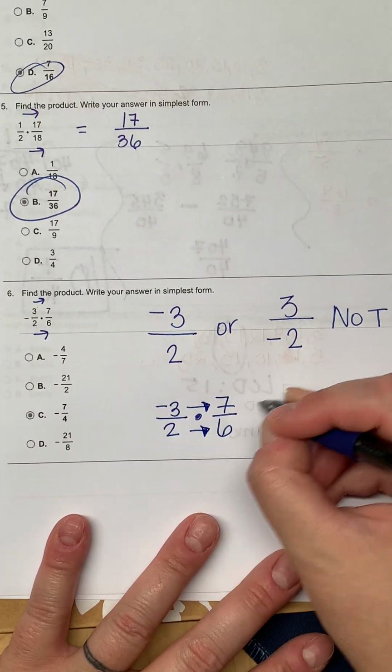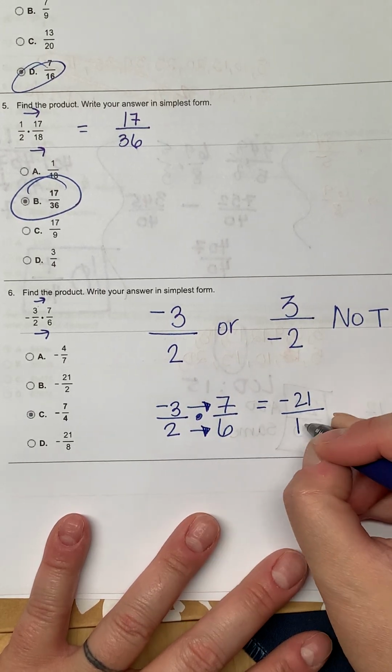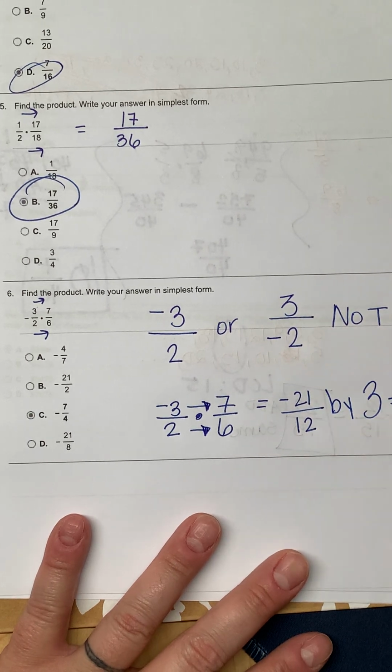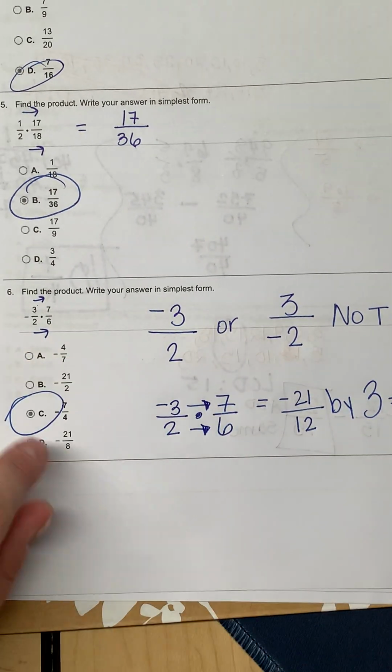Negative 3 times 7, negative 21. On the bottom, 2 times 6, 12. Okay, now let's reduce. I think you can reduce by 3. So you get negative 7 over 4. And heck fire, that's what they asked us for.